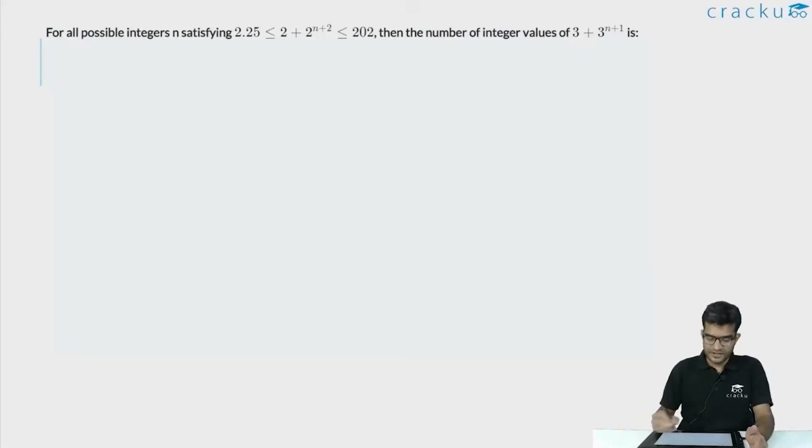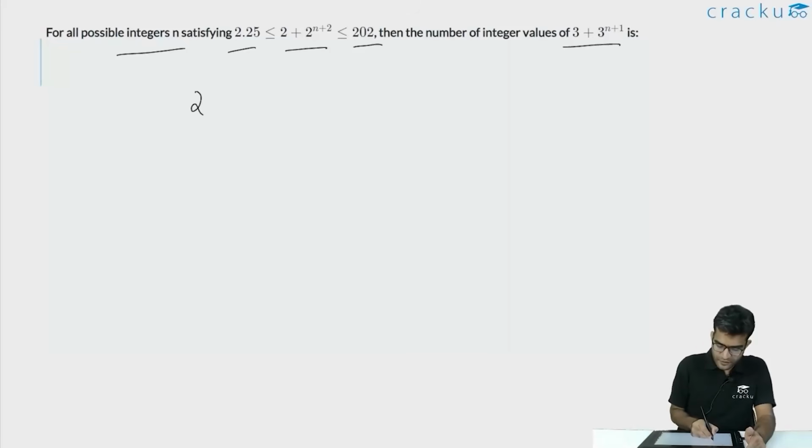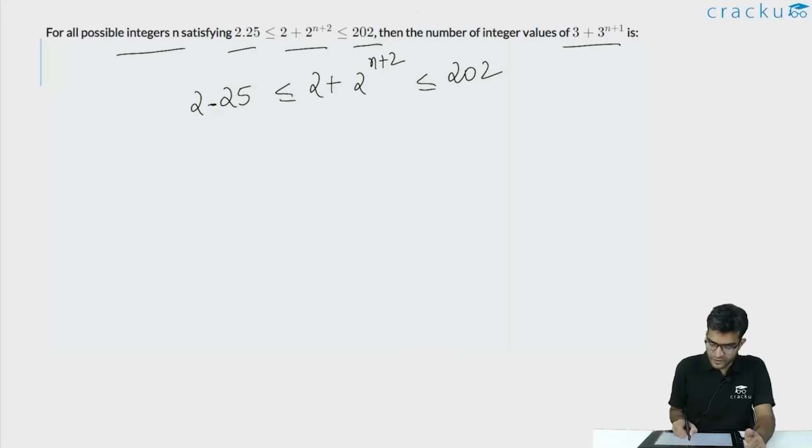In this question, we are told that n is an integer and the value of 2 plus 2 to the power n plus 2 lies between 2.25 and 202. We are asked to calculate the number of integer values that 3 plus 3 to the power n plus 1 can take. If you are looking at the inequality that is given to us, 2.25 is less than or equal to 2 plus 2 to the power n plus 2, which is less than or equal to 202.